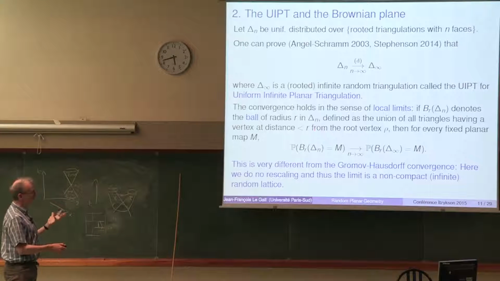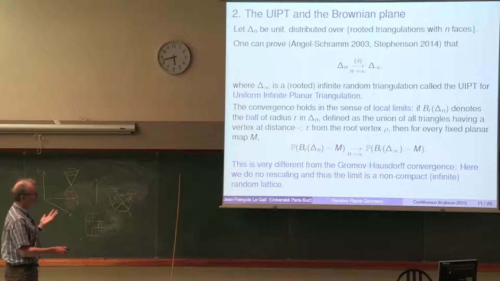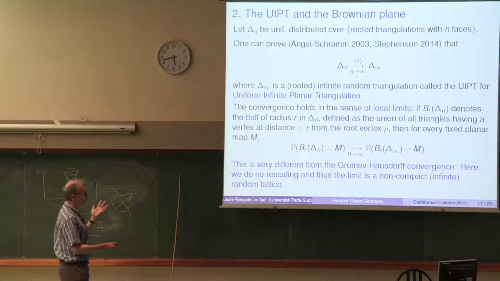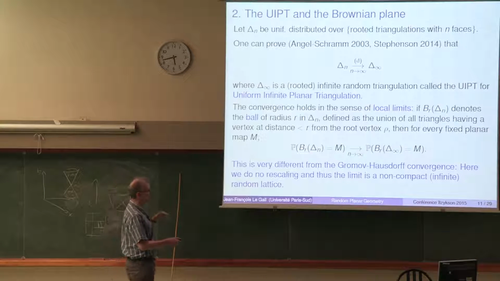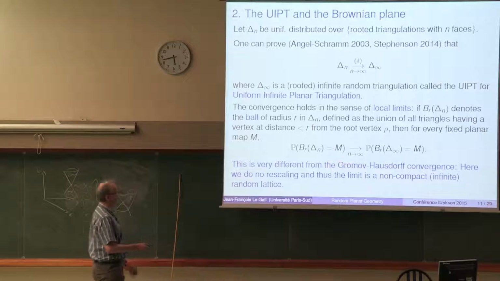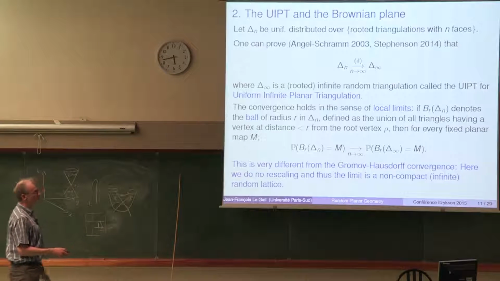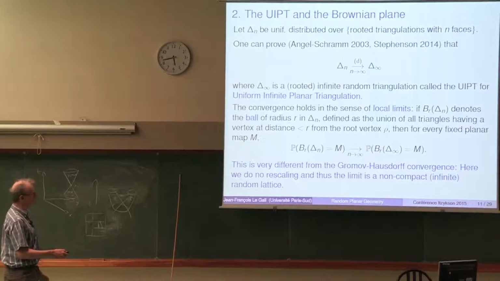And of course, it takes only countably many values. And so the meaning of this convergence is the fact that if I look at the distribution of the ball of radius r, it will converge to the distribution of the ball of radius r in the limit, Delta infinity. Simply meaning that the probability that the ball of radius r is equal to a given planar map M will converge to the same probability for the ball in the limit. Okay? So this is the definition of local convergence we already saw this afternoon. Okay?